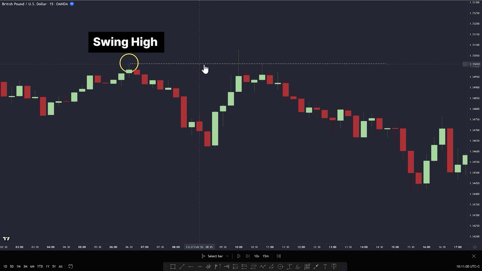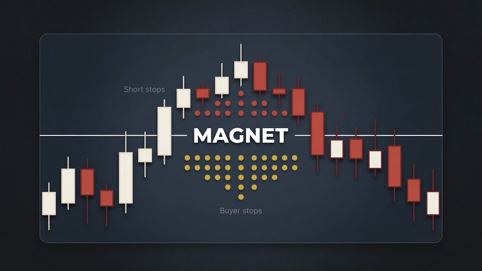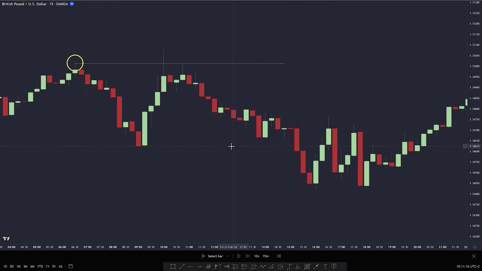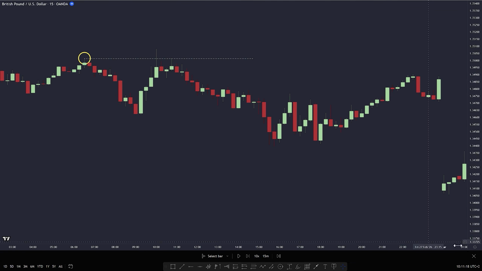See this swing high. Every trader who bought the breakout above it has their stop sitting just below. Every trader who shorted it has their stop sitting just above. Two completely separate crowds, both wrong, both parked at the exact same price. That's not a coincidence. That's a magnet.